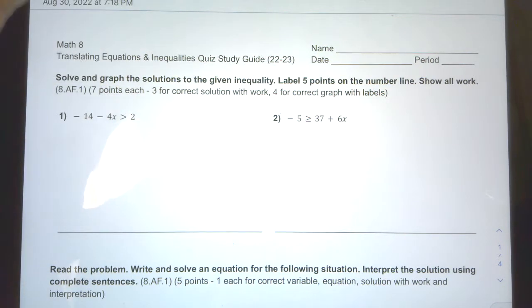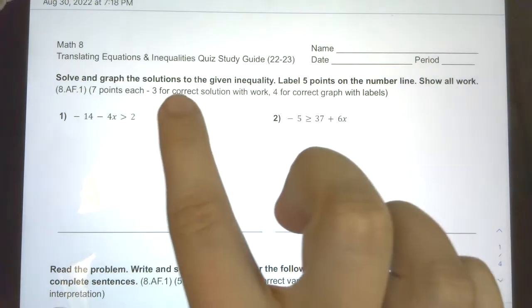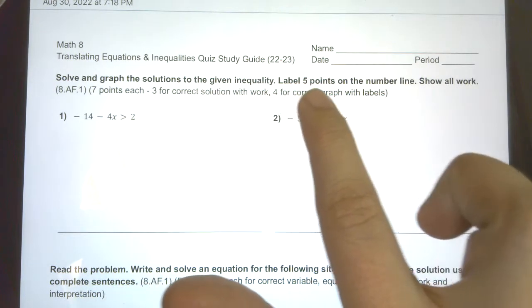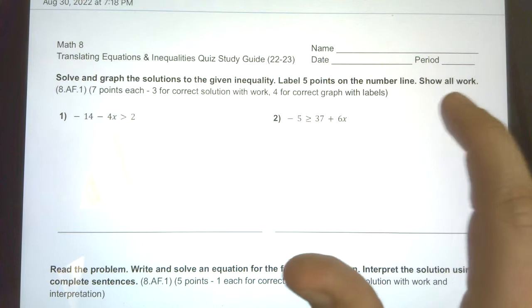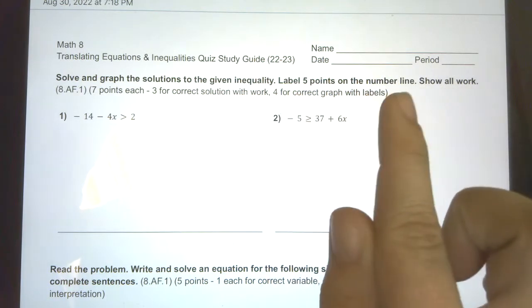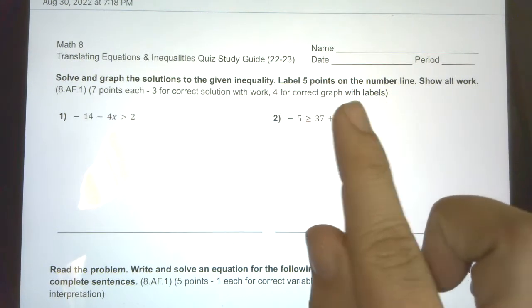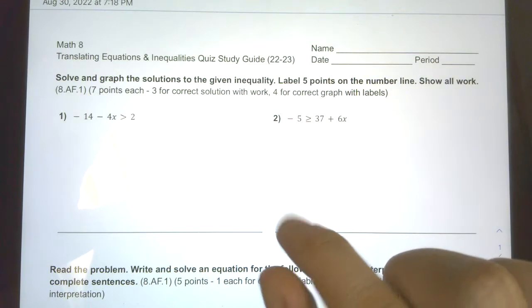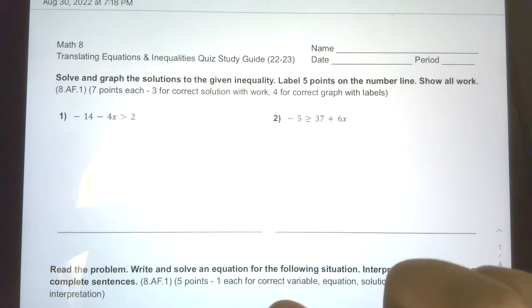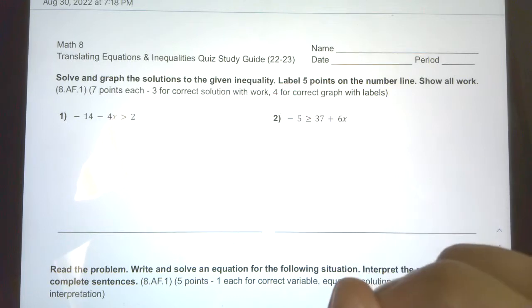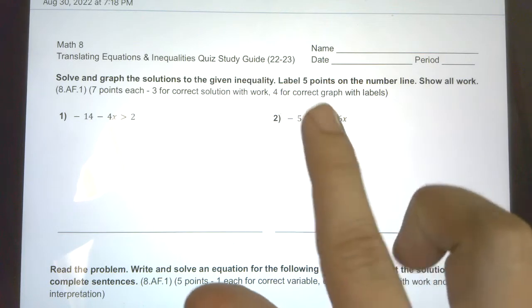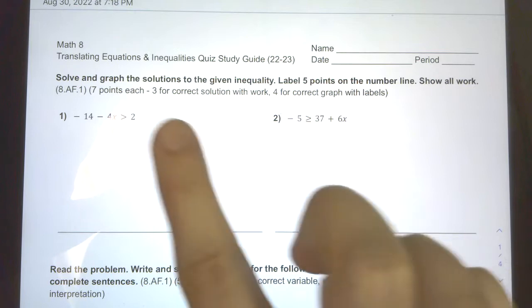Here we go. Solve and graph the solutions to the given inequality. Label 5 points on the number line. Show all work. We haven't had the directions of 5 points on the number line, but if you remember back to when we plot points, I always have you put 1 at the solution and then 2 on either side, and those combined will get you the 5 points. So I wouldn't worry about that too much.